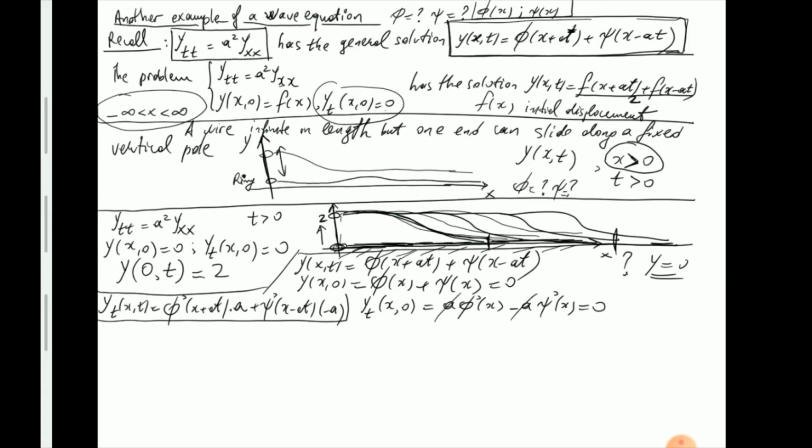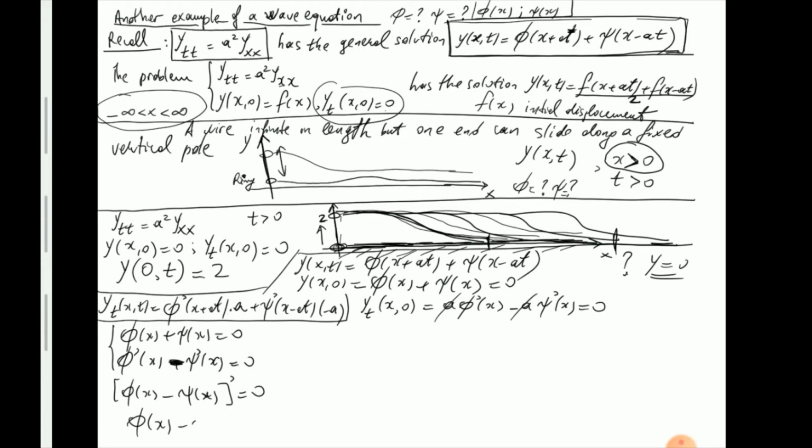We can cancel a. And together with the previous condition, we have that phi of x plus psi of x is equal to 0. Phi prime of x minus psi prime of x is equal to 0 as well. Now the second condition states that the derivative of the difference of phi and psi is 0, which means that phi of x minus psi of x is equal to some constant c.